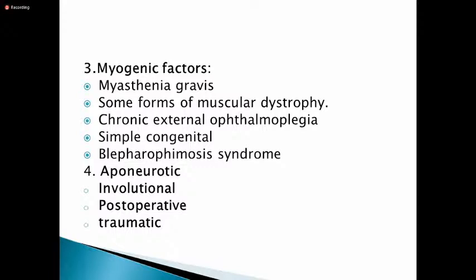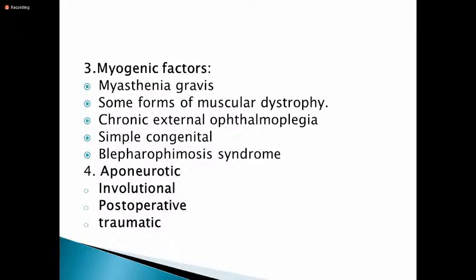Then there is aponeurotic ptosis. Here we are talking about the levator muscle, but the muscle itself is okay. Remember, the muscle has a very long fibrous part, which is called the levator aponeurosis. Almost a third of the muscle is aponeurosis. So if there's a weakness in that fibrous layer, the aponeurosis itself, that can also cause ptosis. That happens with age, and is called involutional aponeurotic ptosis. It can happen after eyelid surgery, when the aponeurosis is detached from the eyelid, and it can also be post-traumatic.